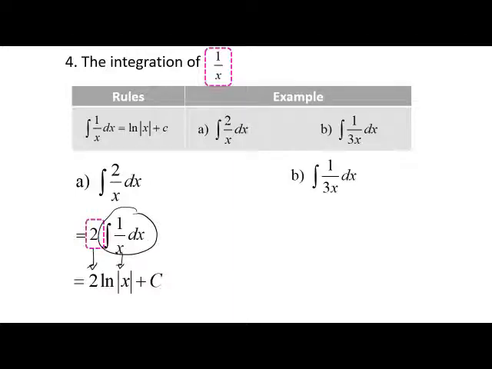For part B here, when we integrate 1 over 3x dx, first we have to factorize 1 over 3, like this. And then our final answer should be 1 over 3 ln x plus c. Simple.